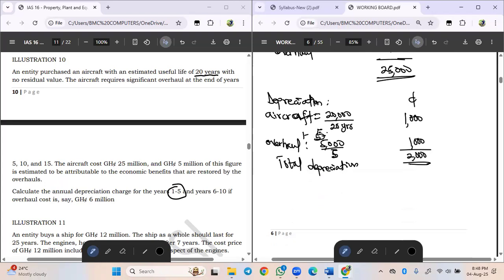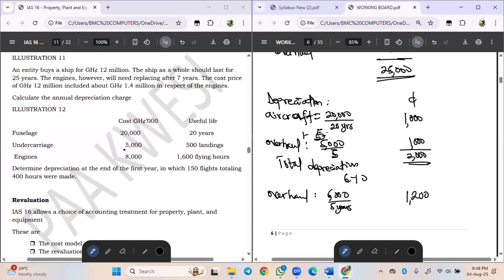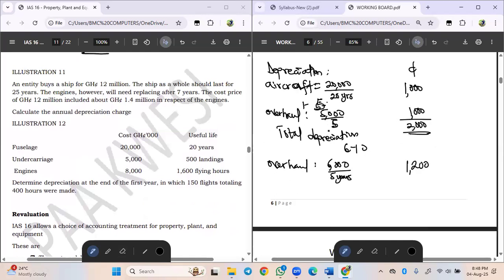Let's look at years 6 to 10. For 6 to 10, they said the cost is 6 million. So what do you have here? Please be fast with the answers. 1,200. Okay, all right. So that is just for you to understand the separate components. You cannot just calculate it as a whole.